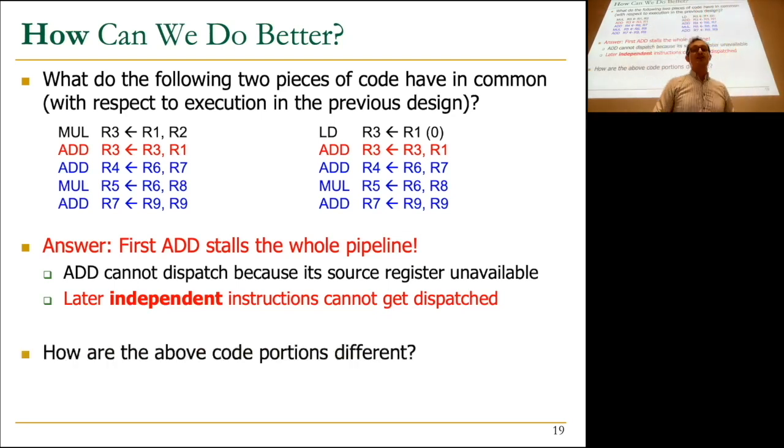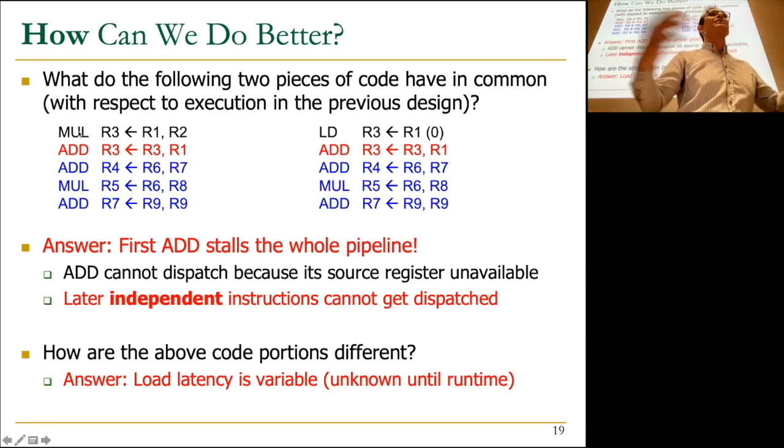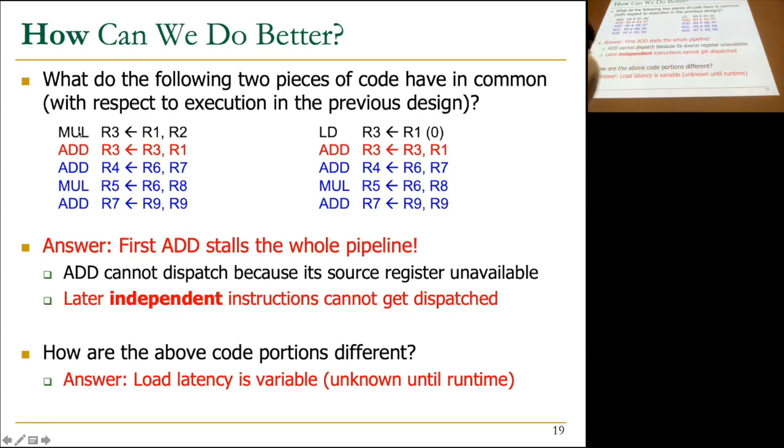So I should also mention that these two code portions are different in the sense that load latency is potentially very different, right? Load latency is quite variable. It's actually unknown until runtime. And this causes more problems. So multiply latency may be known. It may be all multiplies take 4 cycles or 8 cycles. But load latency will depend on where you will service the load from. Will it come from the L1 cache, L2 cache, L3 cache, main memory?